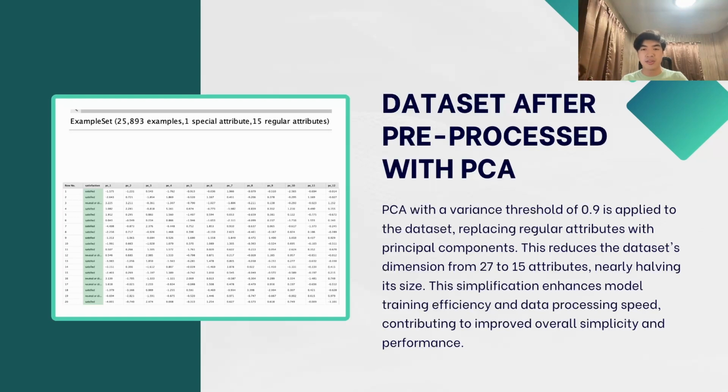So the dataset after pre-processing with PCA: I apply a PCA with a variance threshold of 0.9 to the dataset, which replaces the regular attributes with principal components. This reduces the dataset's dimensions from 27 to 15 attributes, nearly halving its size. These simplifications enhance model training efficiency and data processing speed, contributing to improved overall simplicity and performance of model training.